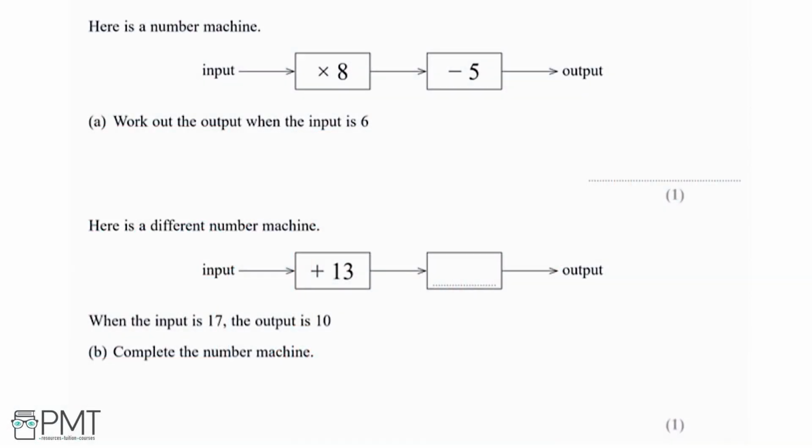Here's a number machine. We've got some input, then we multiply by 8 minus 5, and that gives our output. So we need to work out the output when the input is 6. So we're starting with 6, then we go along here and we see we next multiply by 8. So I'm going to do that.